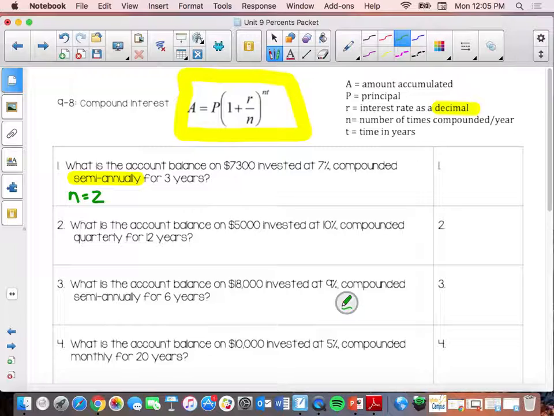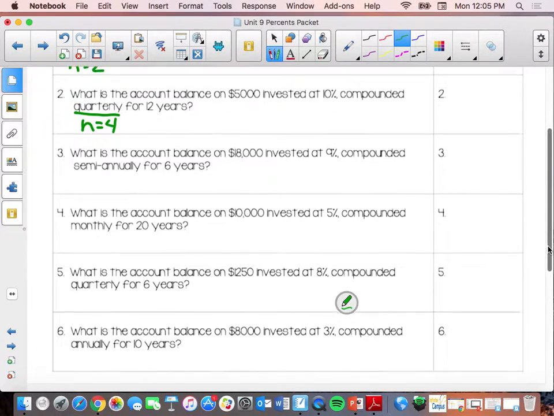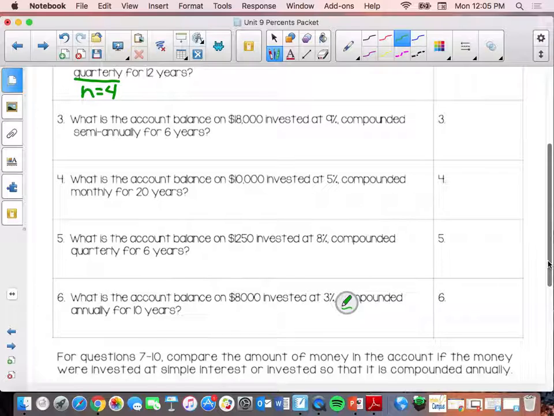On number 2, when it says compounded quarterly, that means 4 times per year. So go ahead and write n equals 4. And you can go through and take a look at each of the different problems. It just depends on the type of account for how many times it's compounded. If it says compounded monthly, you're going to write n equals 12 because that means there are 12 times you get interest in the year. Again, it's always per 1 year.